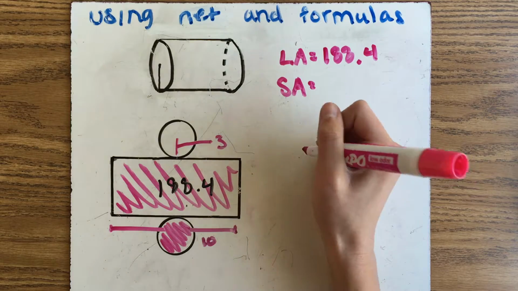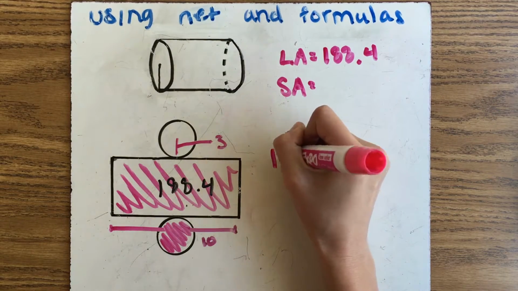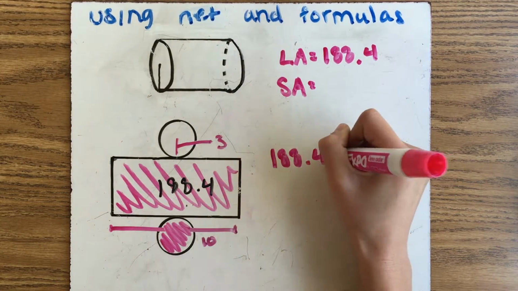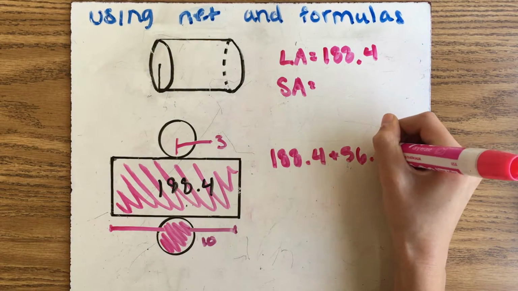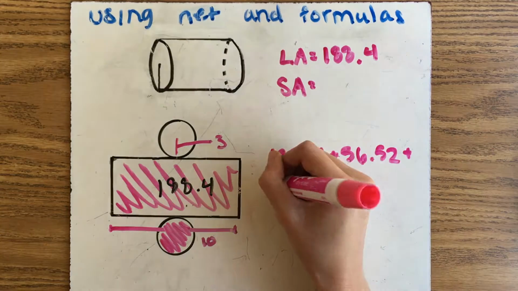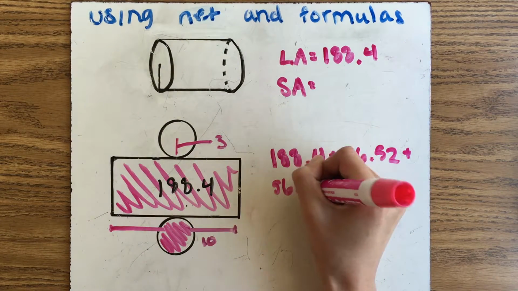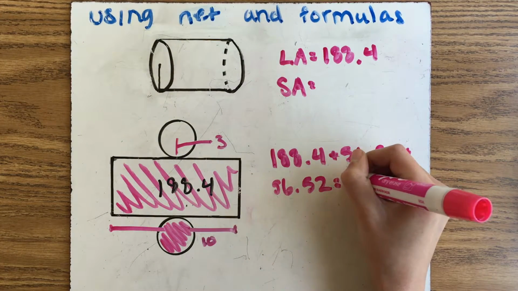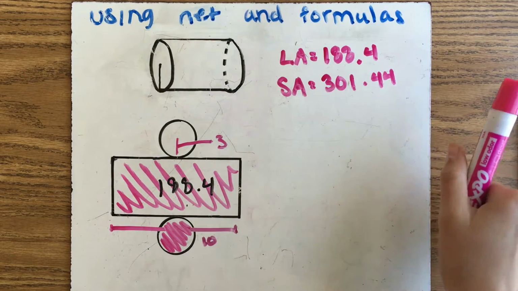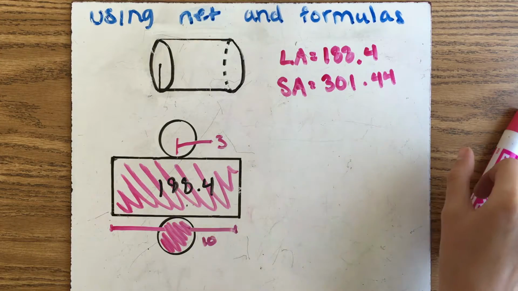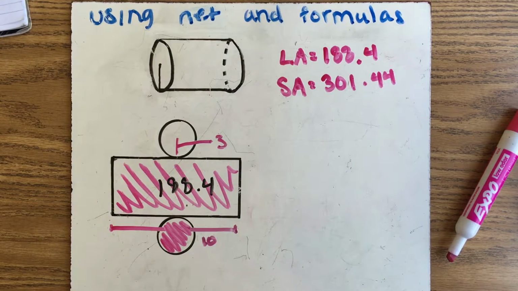So to find the surface area, we're going to add the lateral area, 188.4, plus 56.52 plus 56.52, which will give us 301.44. So that's how you get the lateral area and surface area of a cylinder.